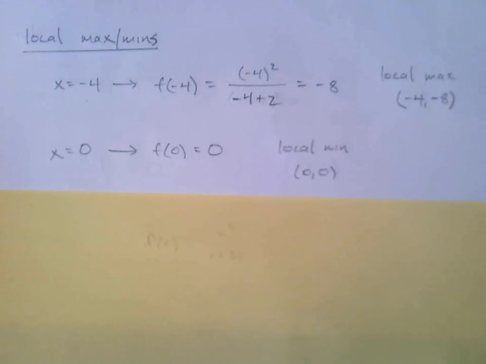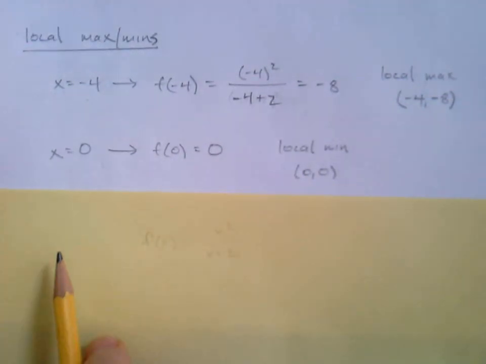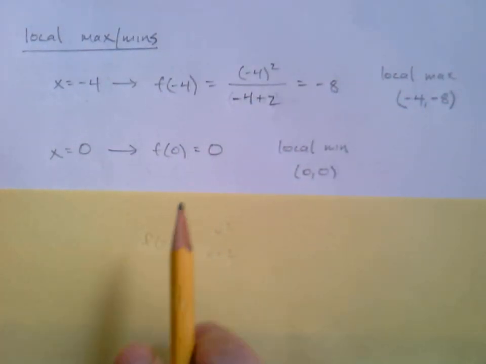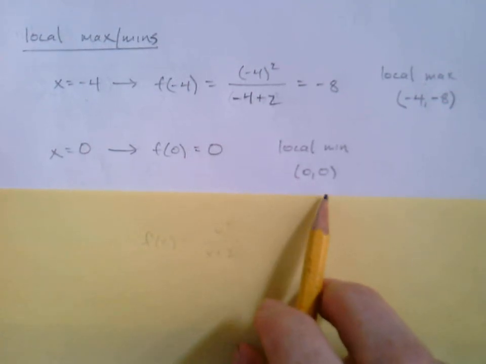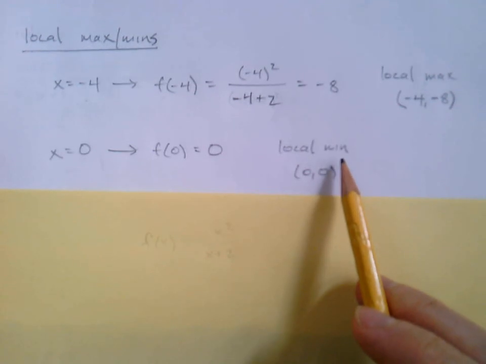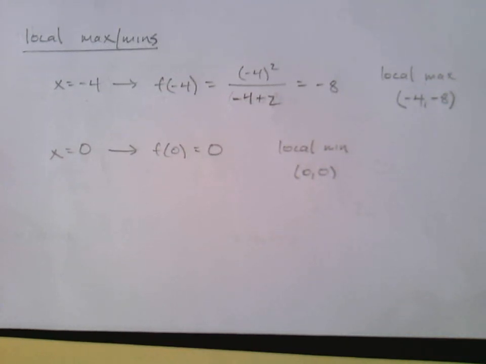Okay, then we'll also take a look at 0. There was a local min. Well, if I put 0 into the original, 0 squared over 0 plus 2, I got 0. And there at the origin, I've got a local minimum. Hey, that was my x and y intercept as well. Okay. Hey, we're making progress.